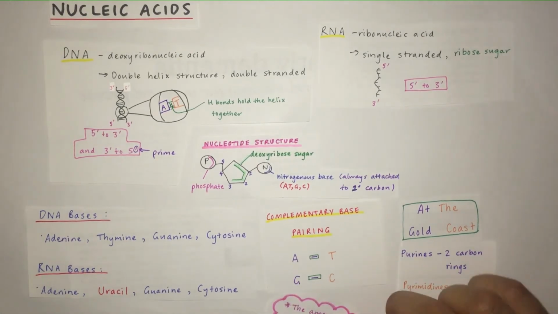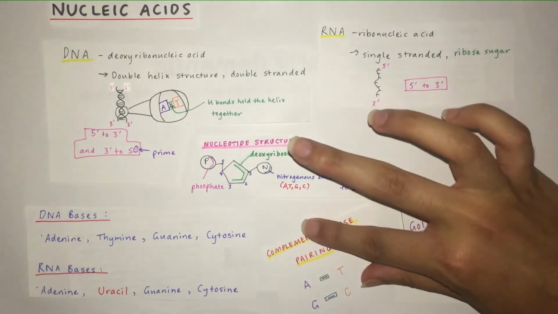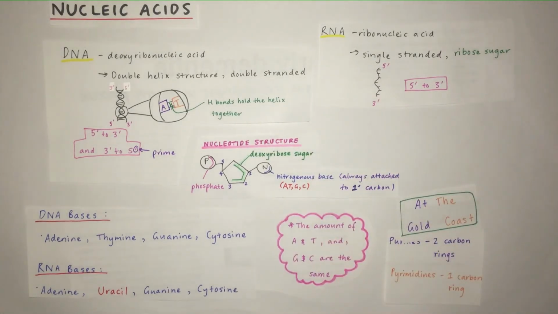And I would also think it's important to remember that the amount of A and T and the amount of G and C are the same. And this is important for questions that will come up that will ask you to calculate the amount of one base based on the fact that the amount of another base has been given. So if they gave you the amount of adenine, you should be able to know the amount of thymine because they are the same. And then you can do some other calculations when you see a question asking about the amount of bases based on the fact that the amount of A and T and the amount of G and C are the same. And that's the basics about nucleic acids.